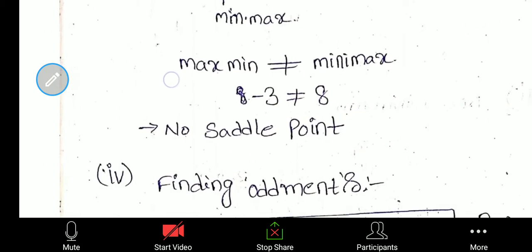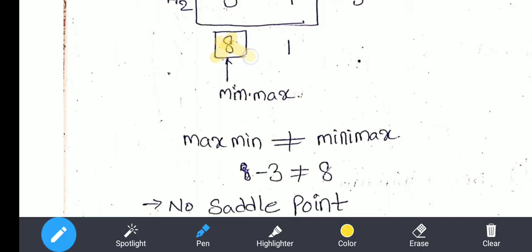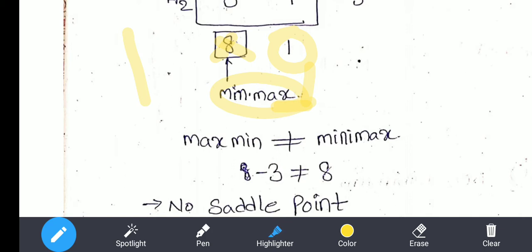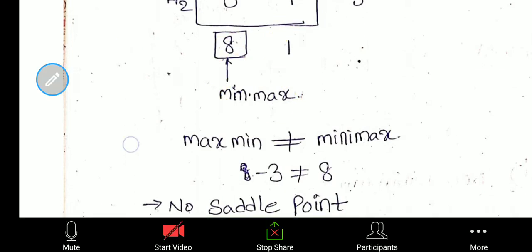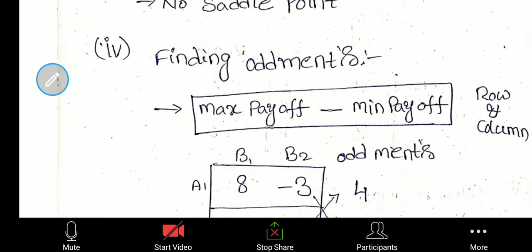There is a small mistake here. So it is not the point here. This will be the maximin value. That means here also this will be 1. This will be 1. So that is about there being no saddle point here.